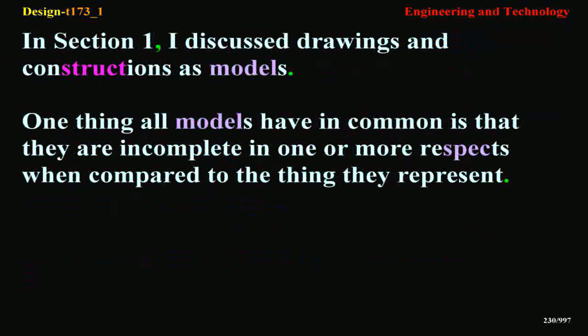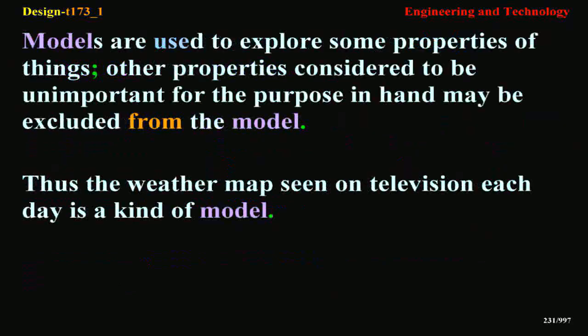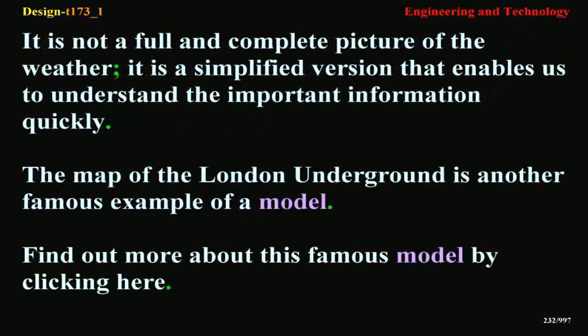One thing all models have in common is that they are incomplete in one or more respects when compared to the thing they represent. Models are used to explore some properties of things. Other properties considered to be unimportant for the purpose in hand may be excluded from the model. Thus, the weather map seen on television each day is a kind of model. It is not a full and complete picture of the weather. It is a simplified version that enables us to understand the important information quickly.